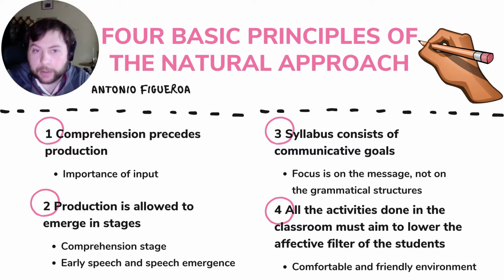The second principle claims that production is allowed to emerge in stages. Within this method, the authors identify certain stages in the acquisition of speech. First, we have the comprehension stage. The aim of this stage is to extend students' vocabulary in the long-term memory. The idea is to give context to the vocabulary by the use of gestures and the performance of actions.